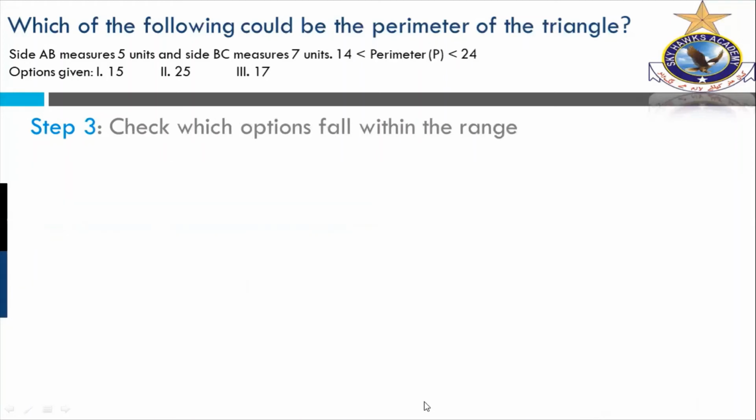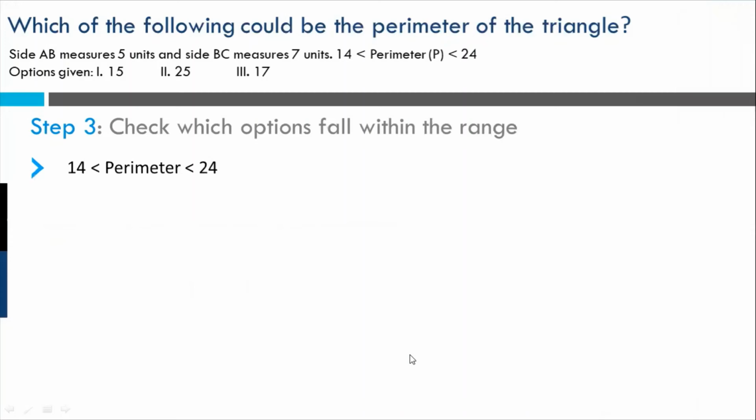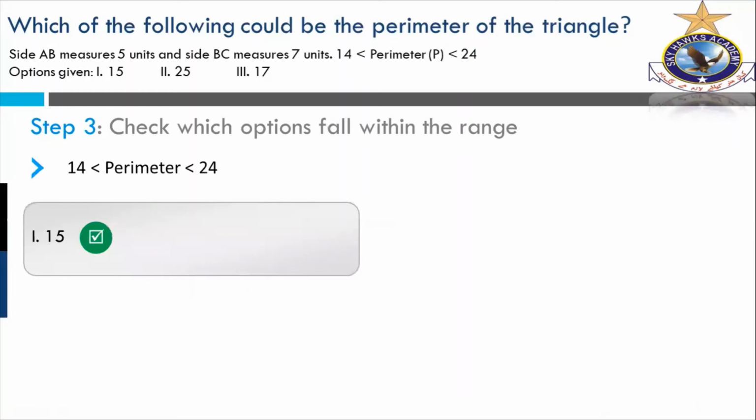So step 3, check which option will fall within the range. Which option? That one. The perimeter lies between 14 and 24. 15, so this may be the option. This is option 3. So 1 and 3 are options. Second cannot be. So the first right option must be this one, because it's greater than 14 and less than 24. Less than 24, how much less? We don't know. So that's why this 15 is looking okay. The perimeter must be 15, that is greater than 14. So we can select this answer.